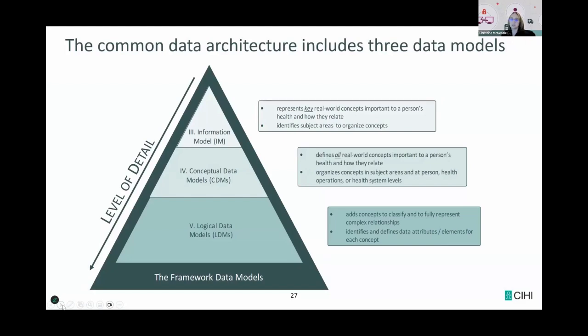We take that information model and those concepts and we blow it up into what we call a conceptual data model. So we start to layer in more concepts behind the scenes that are important to our person's health, but then we start to also include more relationships within and across those concepts and those subject areas. And then we blow out the conceptual data model into a logical data model. And this is when we start to layer in more of the data elements, those attributes, some of those business rules to help with the flexibility and implementation of that logical data model into more of a physical implementation, whether that be a data exchange standard or an actual physical implementation within a system itself.